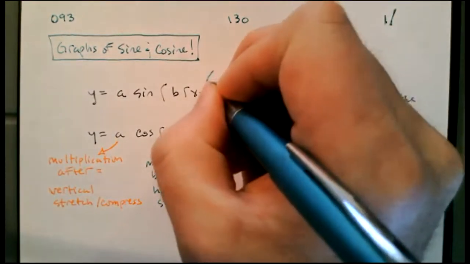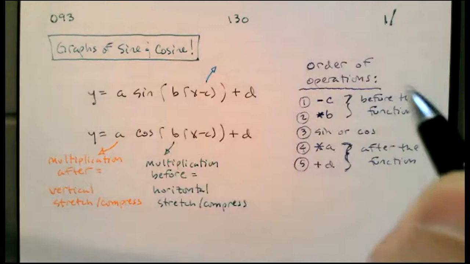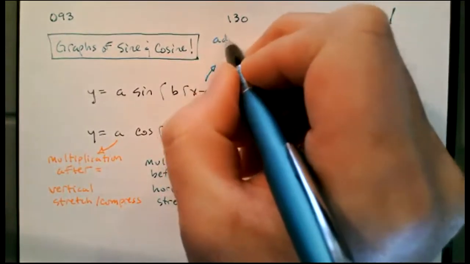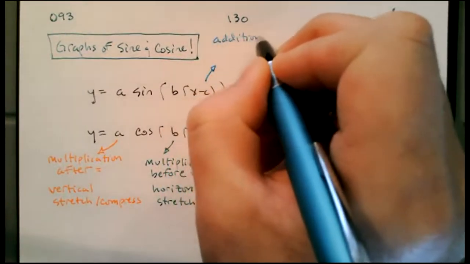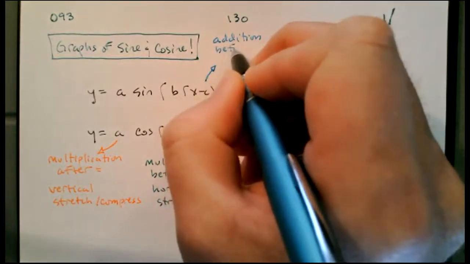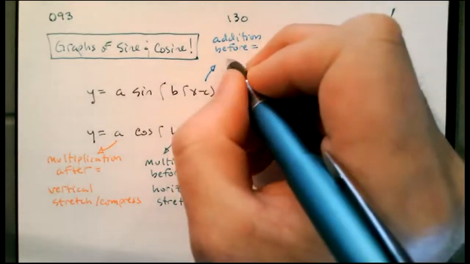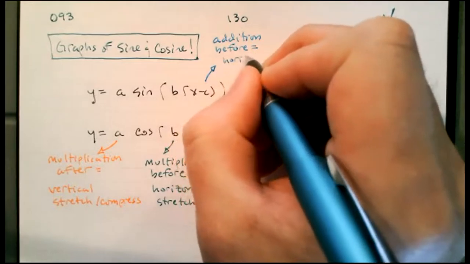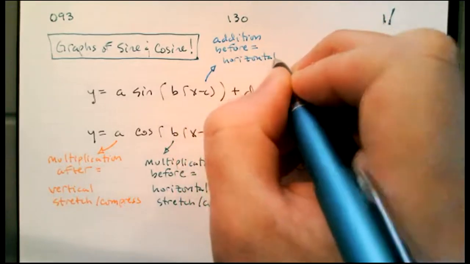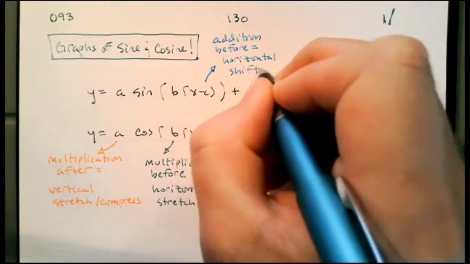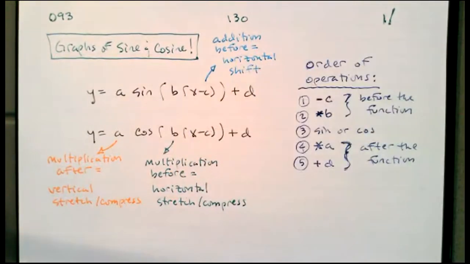So the c is addition before. Before is horizontal. And addition is a shift. Keep the same shape, but move it left and right because it's horizontal.